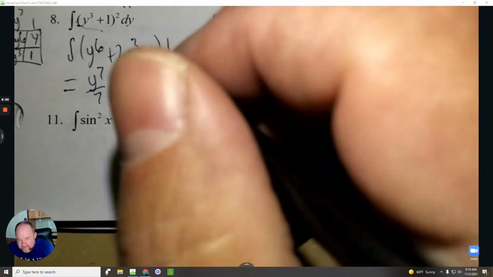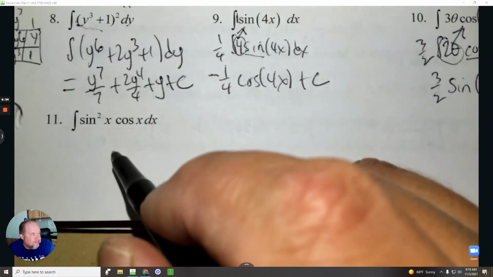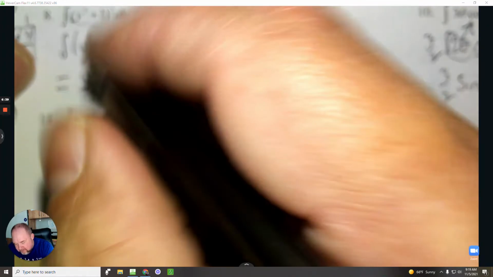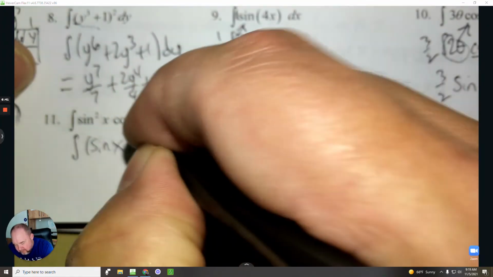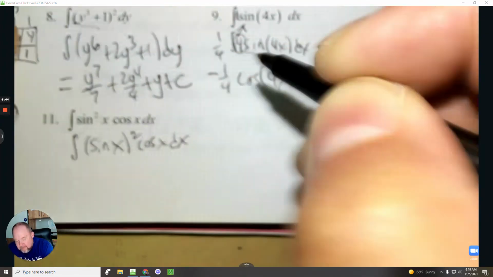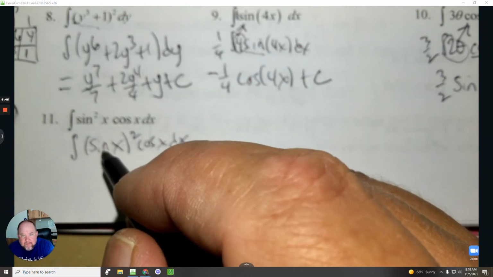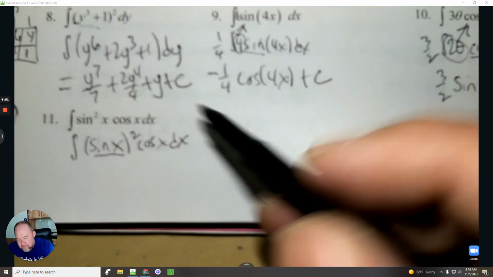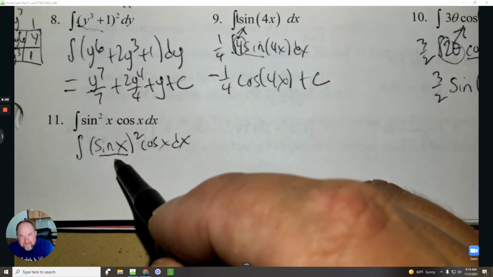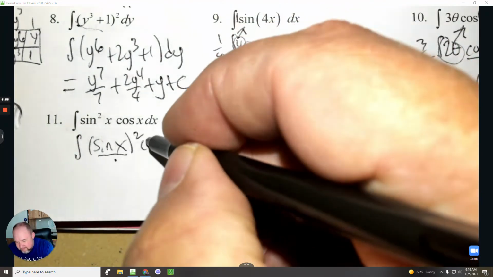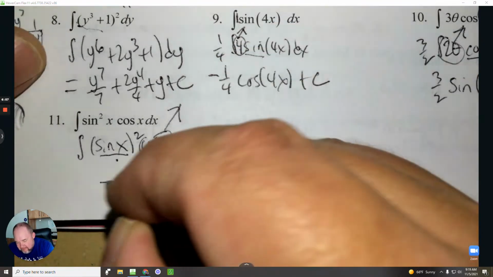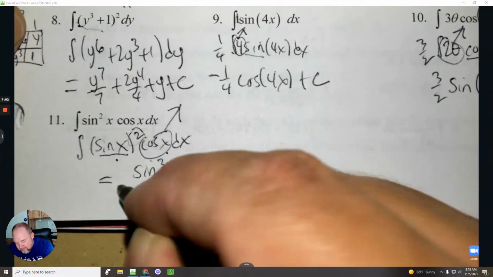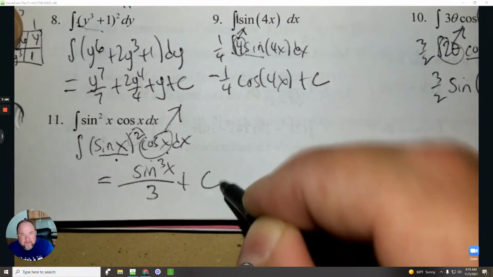Number 11. So for this one, I think it's better to write it like this. It's sine x squared. The hook comes from inside the parentheses, which is sine x. The derivative of sine x is cosine x. So the hook is there. And then I add 1 to the exponent, divide by that exponent, and then the constant.